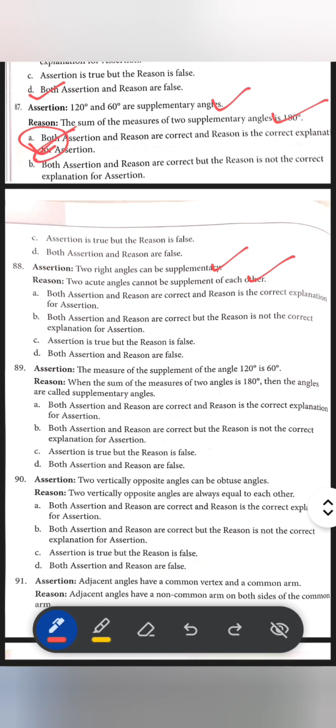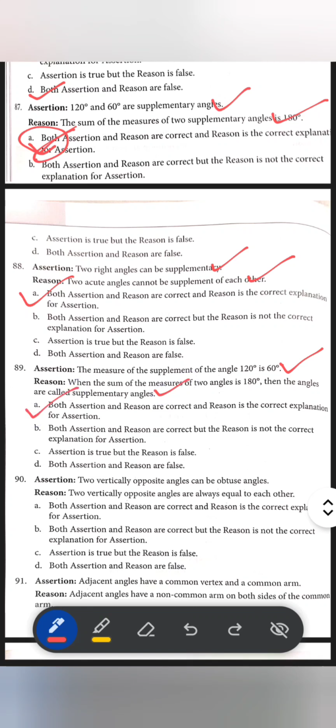Two acute angles cannot be supplement of each other. Yes, both are correct. Okay, next, the measure of the supplement of the angle 120 is 60 degree. Yes, that is correct. When the sum of measures of two angles is 180 degree, then the angles are called supplementary angles. So option A.